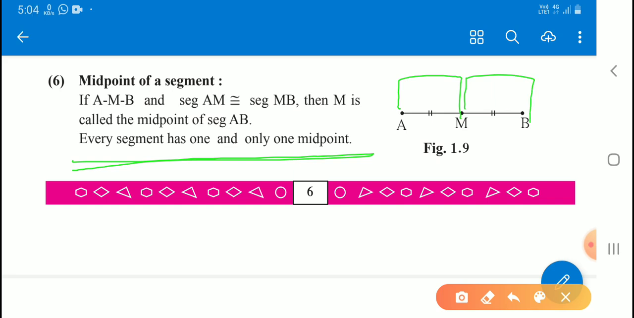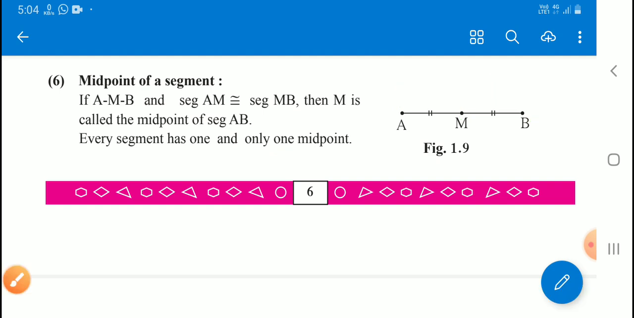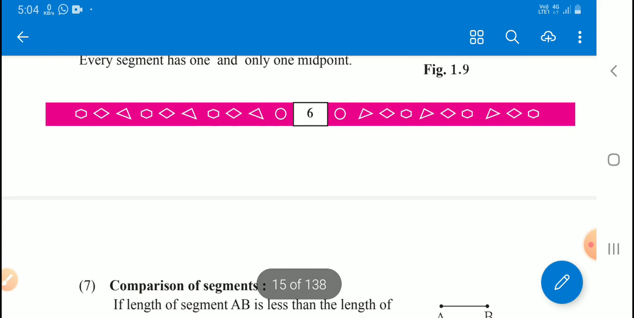So again I will repeat this one time. If A-M-B and segment AM is congruent to segment MB, then M is called the midpoint of segment AB. Do you understand this?